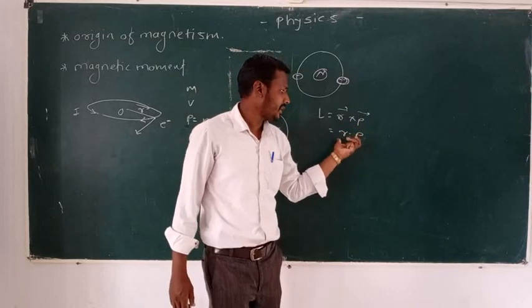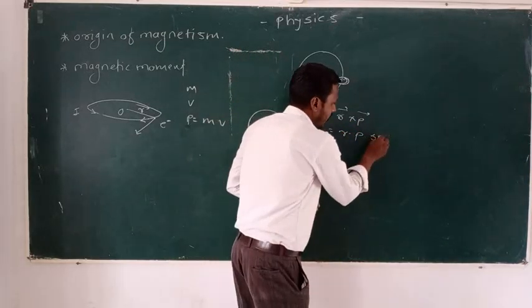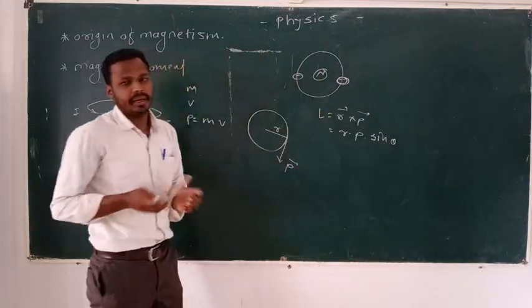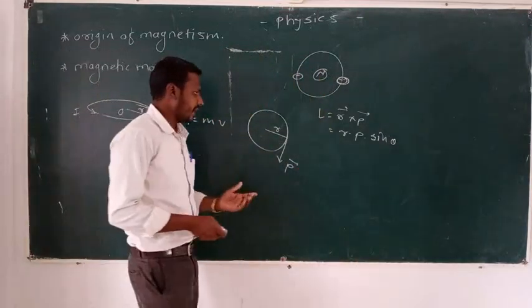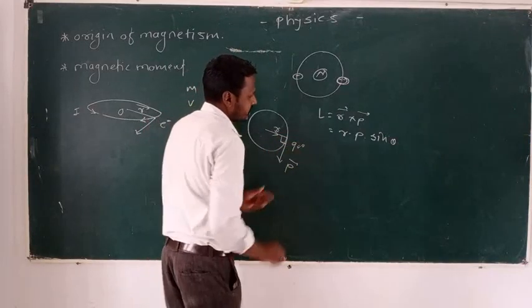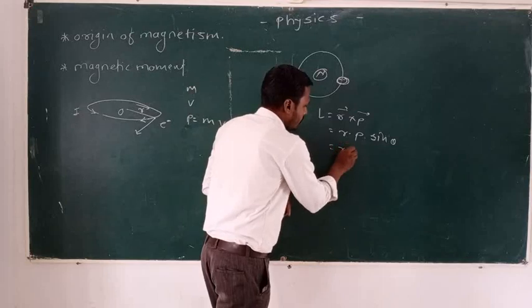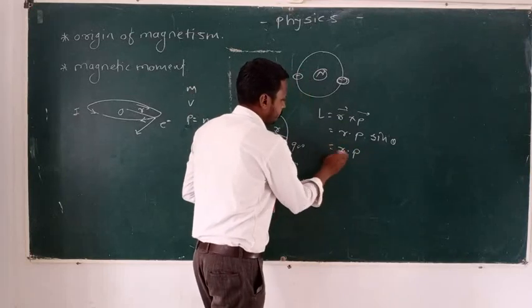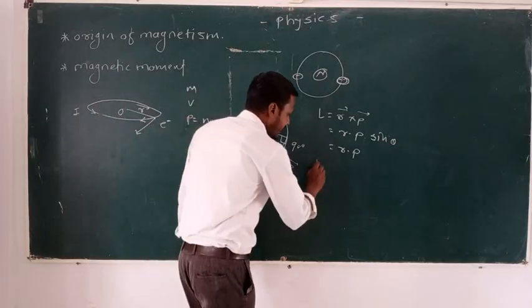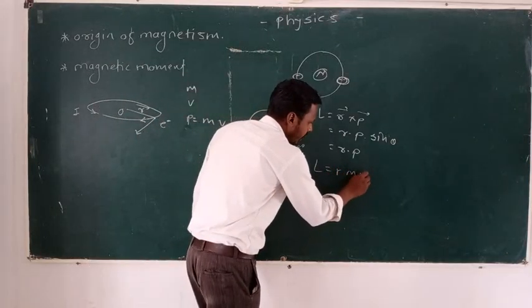Cross, what does cross mean? It is sin. So I will write r into p into sin theta. What is sin theta? The angle between r and p. Theta is the angle between r bar and p bar. Then this angle is 90 degrees, sin 90 is 1, so I can write here r into p. Now p is equal to mv, so we can write L is equal to r into mv.